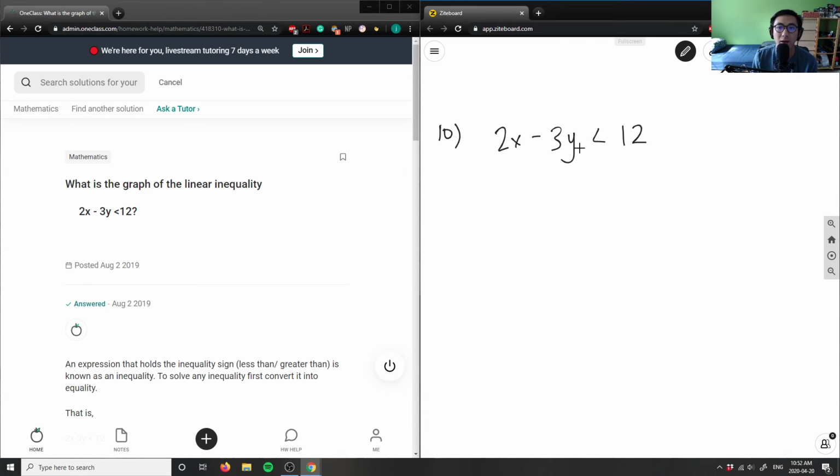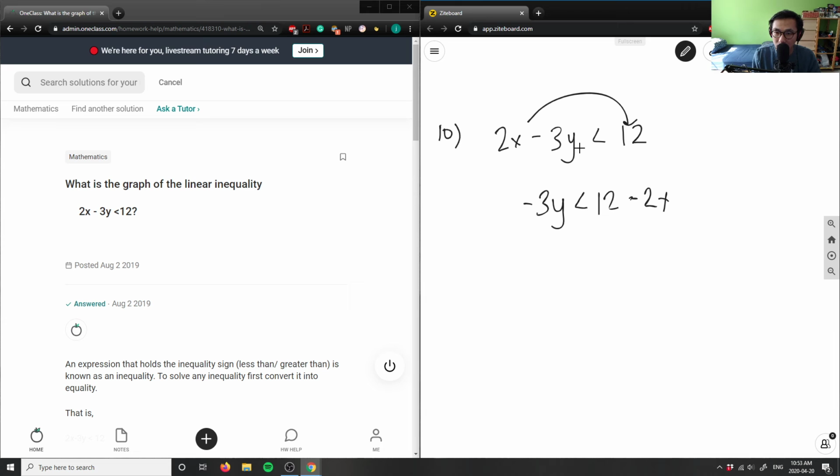So in order for me to do that, I can move x to the other side. Again, I'm isolating for my y value, right? So 2x would go on this side here. So I would have negative 3y is less than 12 minus 2x, right? And then I can simply divide both sides by negative 3, right? So I have y here divided by, I can divide both sides here by negative 3.